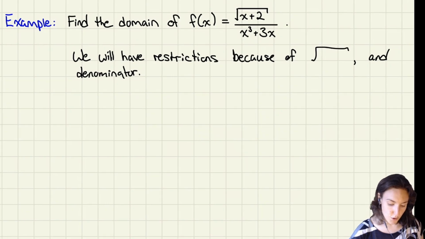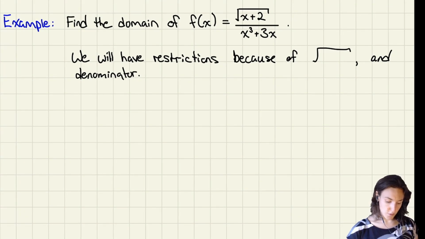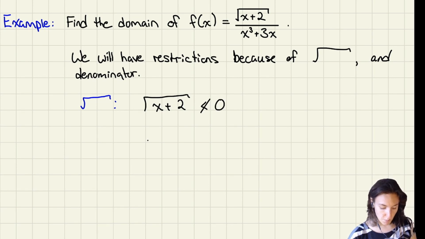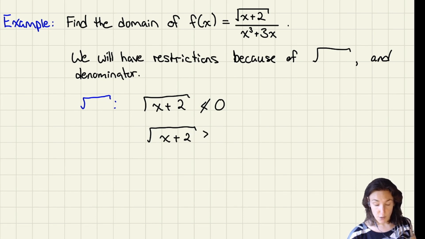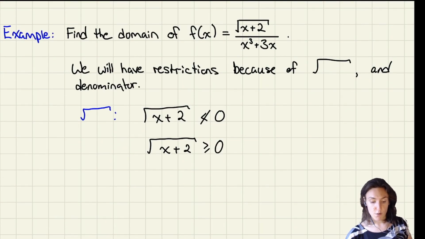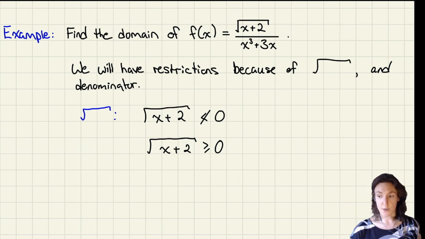Okay, so let's start off with the square root. Let's do the square root part first. The square root of x plus 2 cannot be less than 0. Or another way you can think about writing this is the square root of x plus 2 has to be greater than 0, or it could be equal. Don't forget the equal. It can be equal to 0, because if you have 0 on your top here, that's not a problem, because 0 over a number is just 0.